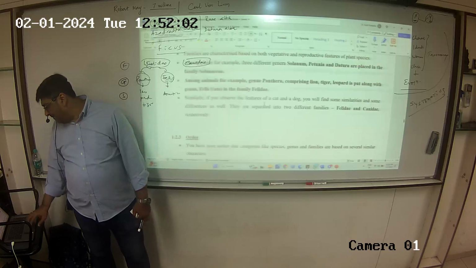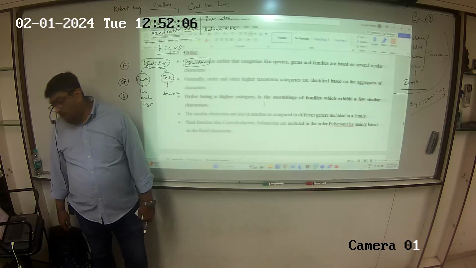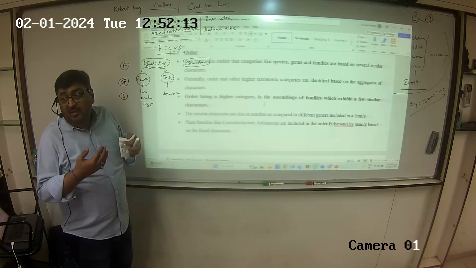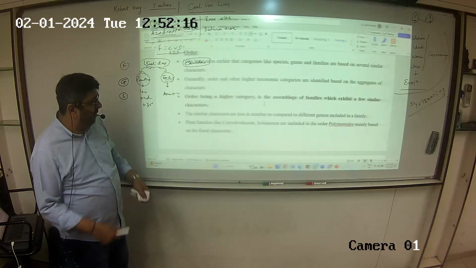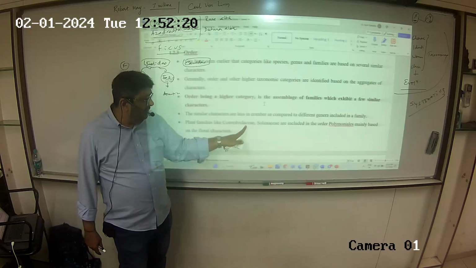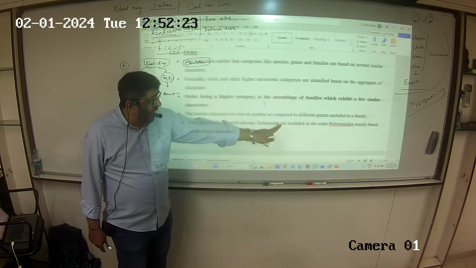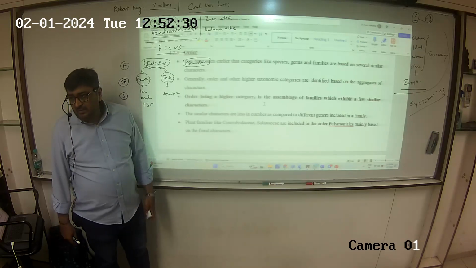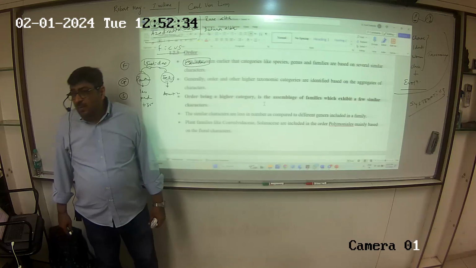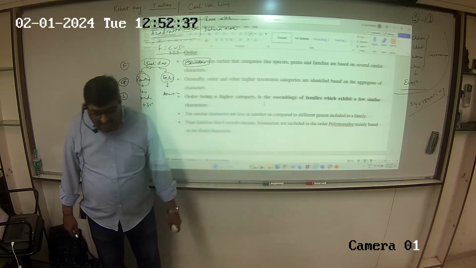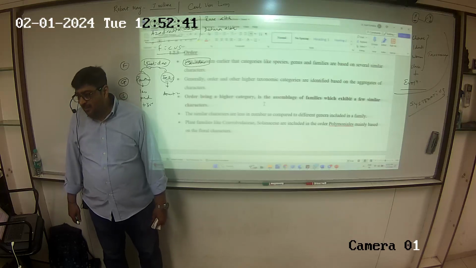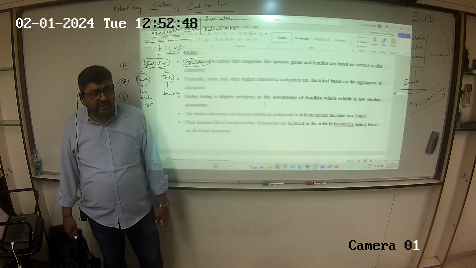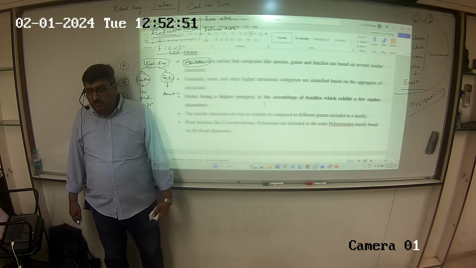Next is order. Order, being a higher category, is an assembly of families which exhibit a few similar characteristics. So what will that be now? Still more or less. Plant families like Convolvulaceae and Solanaceae, see, the common suffix is coming. They are included in the order called Polemoniales based on floral characteristics. Now in order, please make a point note: ALES.